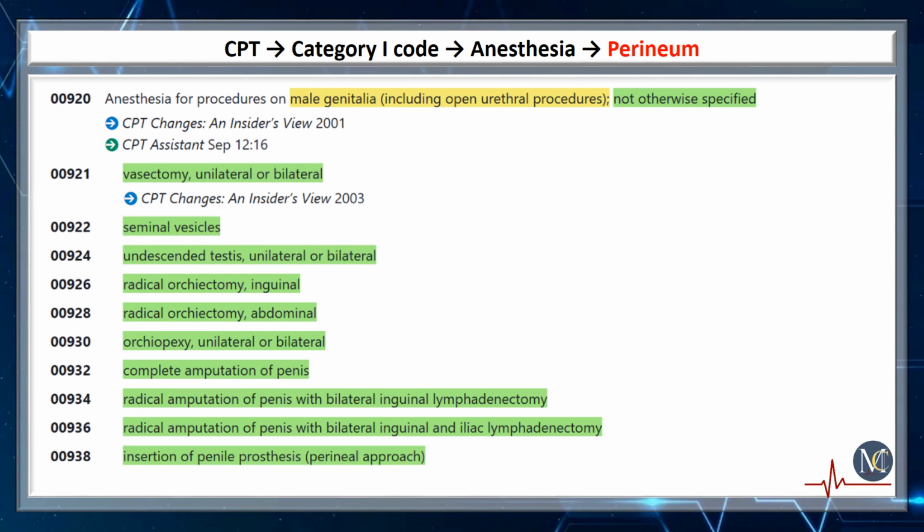Next code is 00938, insertion of penile prosthesis, perineal approach. A penile prosthesis is an artificial cylinder that fills with fluid to allow the penis to become hard for an erection. The provider performs anesthesia services for a patient undergoing the procedure through the perineum for the penile prosthesis insertion, a procedure performed to treat erectile dysfunction in men.